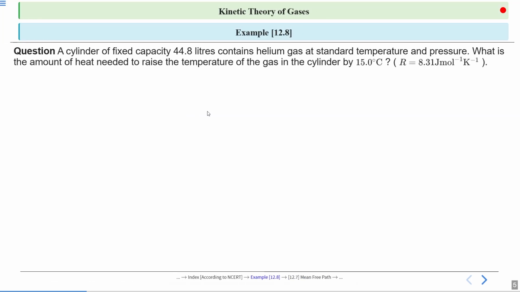So, example 12.8. A cylinder of fixed capacity 44.8 liters contains helium gas at standard temperature and pressure. What is the amount of heat needed to raise the temperature of the gas in the cylinder by 15 degrees Celsius? R equal to 8.31 joule per mole per Kelvin. So here we have to calculate heat Q.